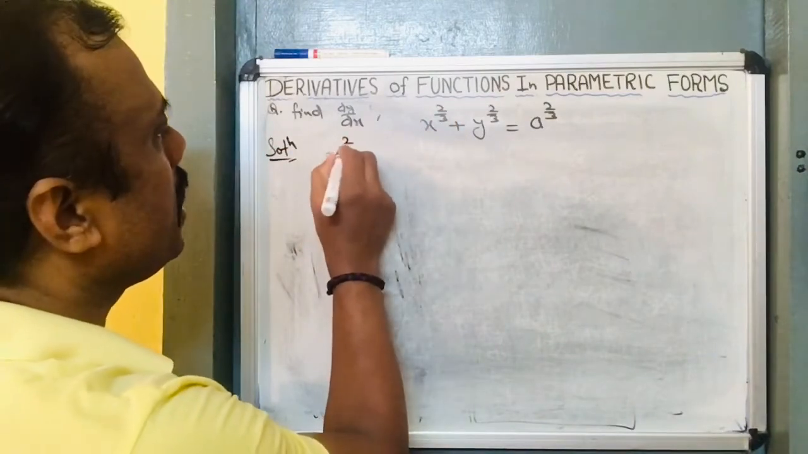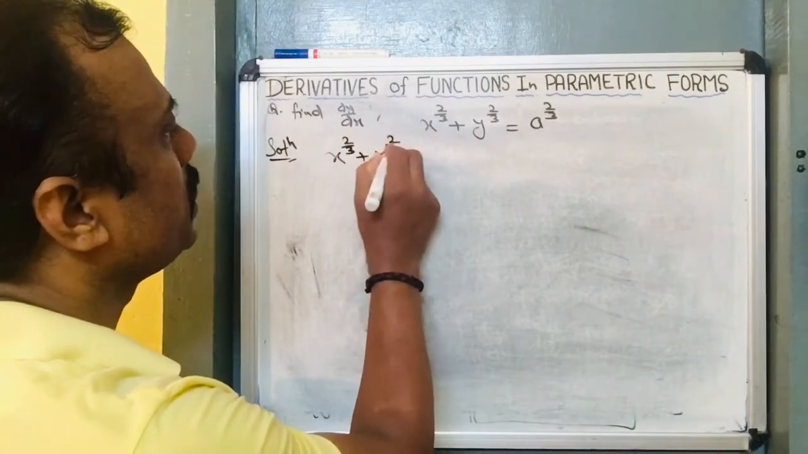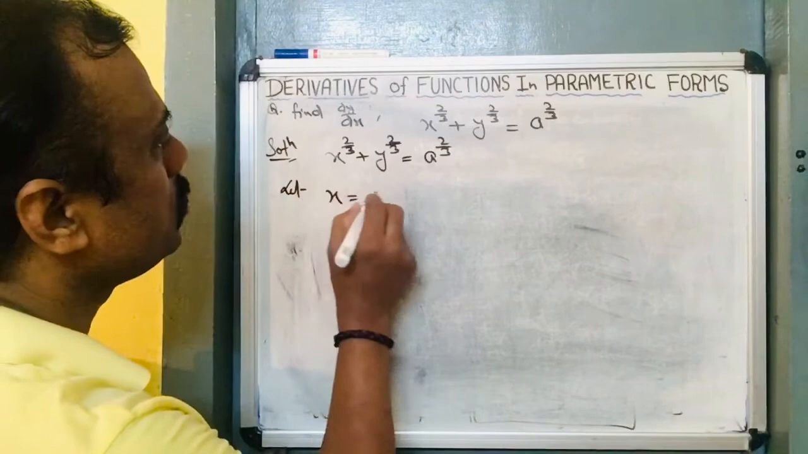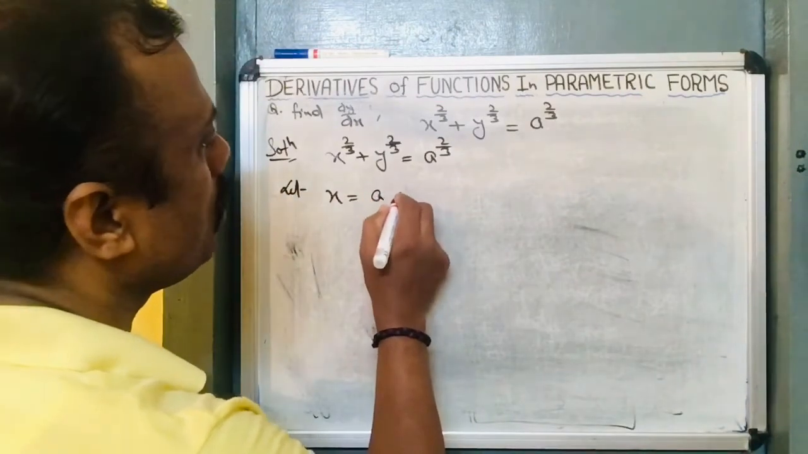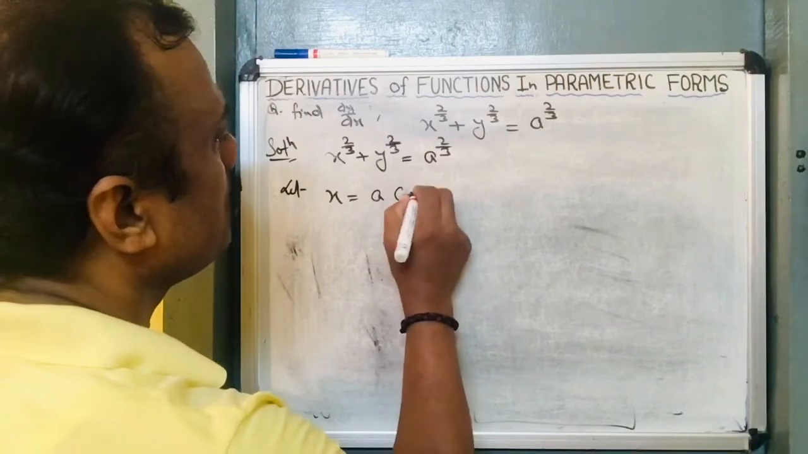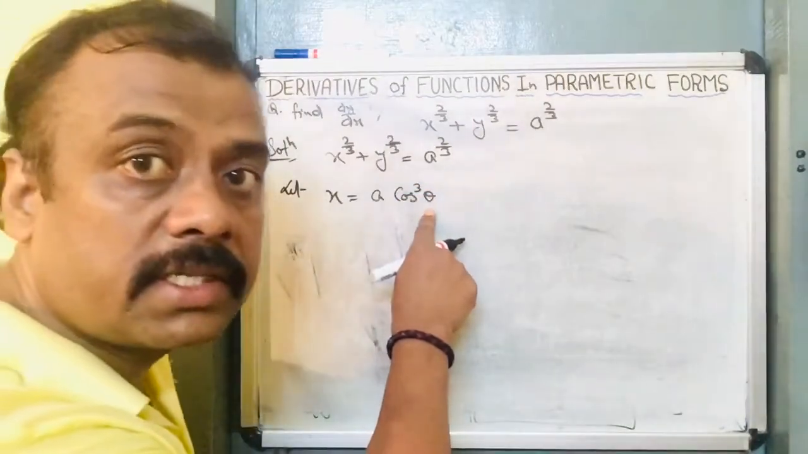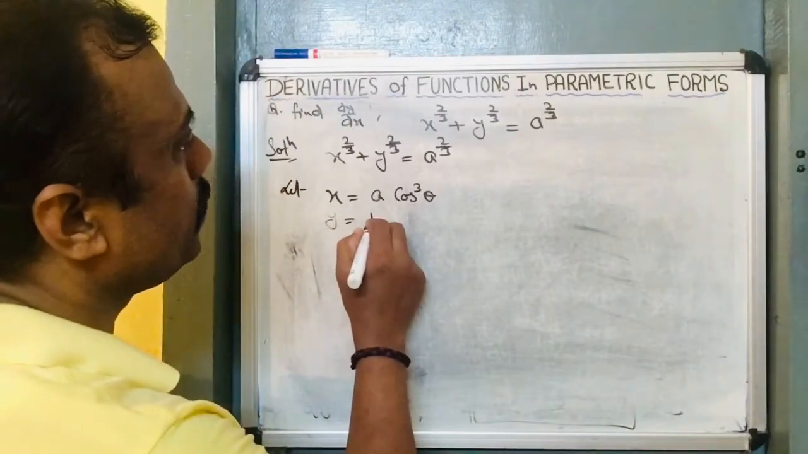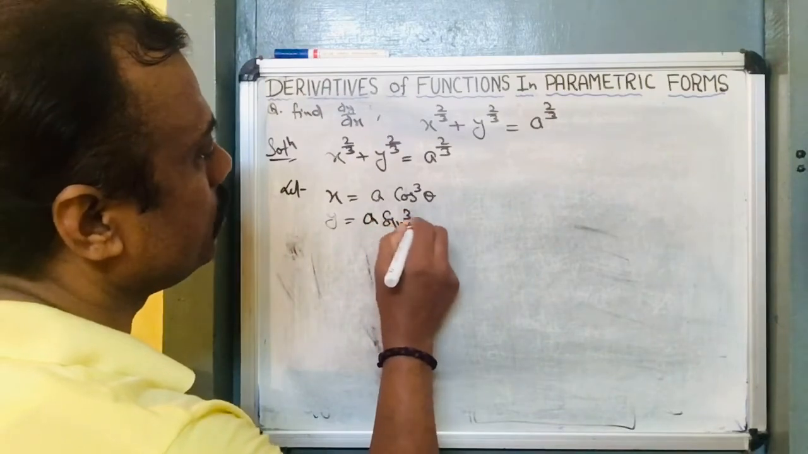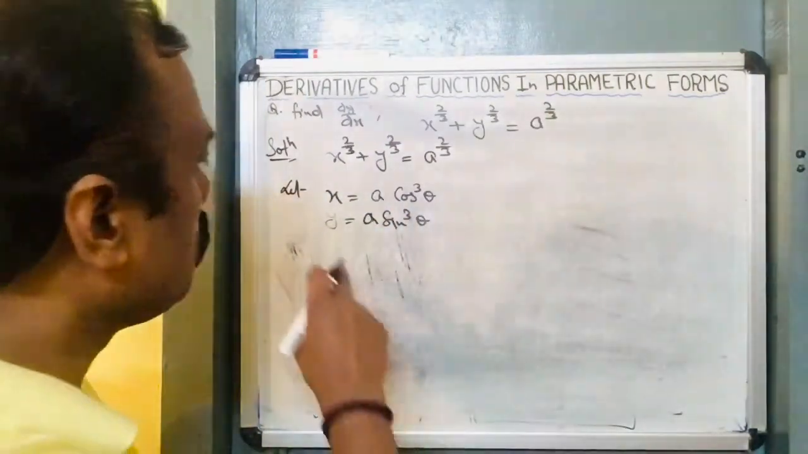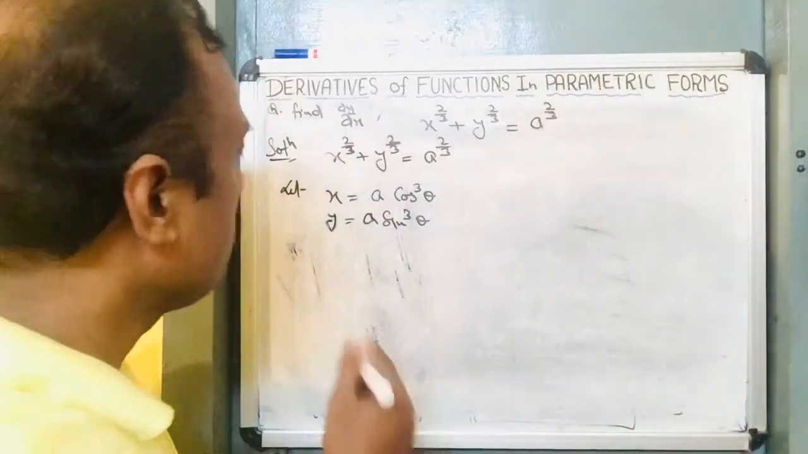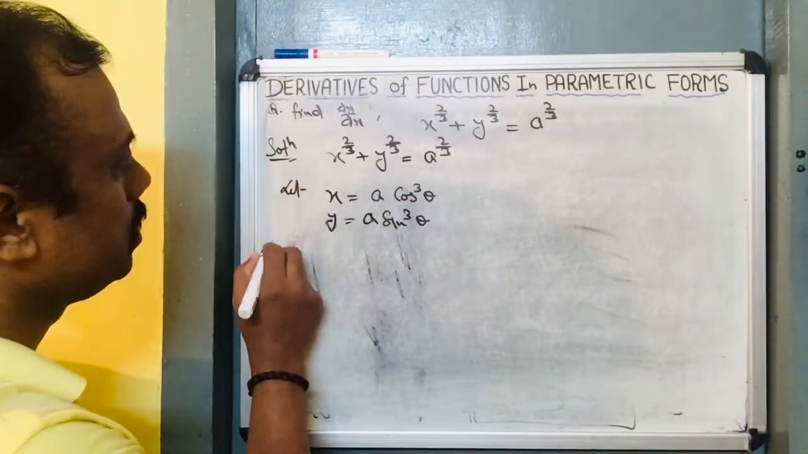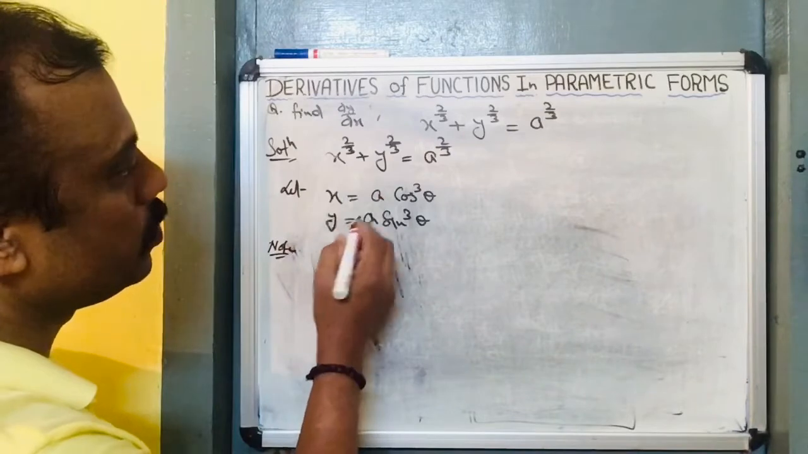Solution. Here given x to the power 2 by 3 plus y to the power 2 by 3 equals a to the power 2 by 3. Let x equals a cos cube theta, where theta is a parameter, and y equals a sine cube theta. Okay, so why have I assumed this on my own? Let us see whether these satisfy the given equation or not. So to check it, I am going to put it in the LHS.